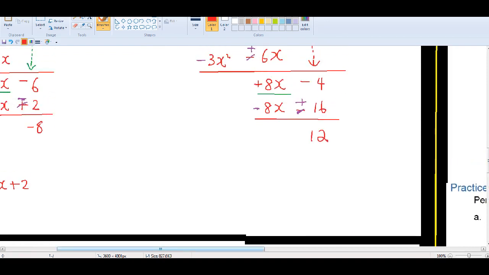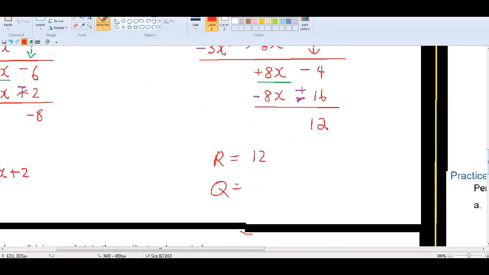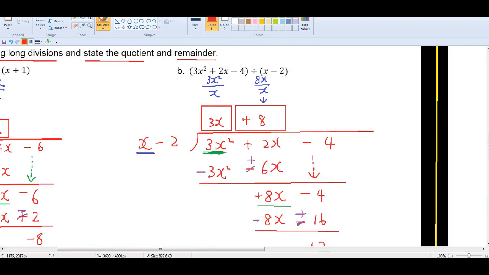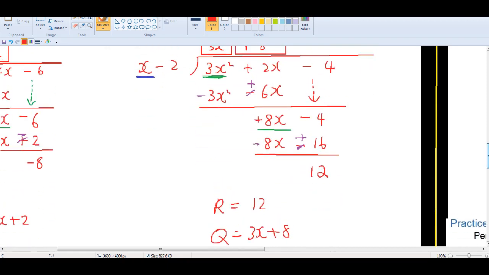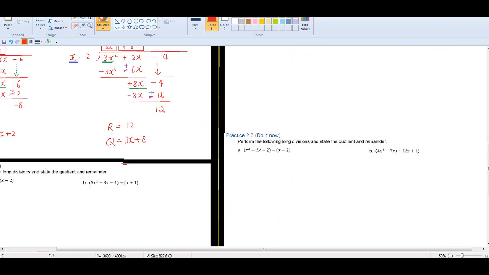The answer would be, so for the remainder this time I just write r, for the quotient I write q, 3x plus 8. That plus is important, so don't miss that plus. You have to include that plus.